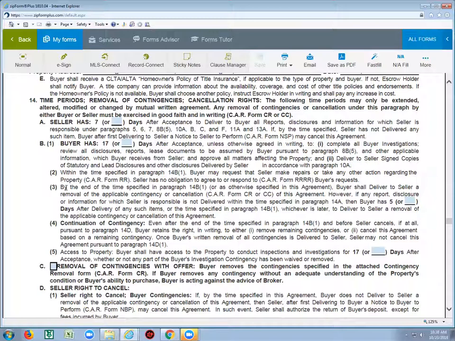Two, within the time specified in paragraph 14b1, buyer may request the seller make repair and take any other action regarding the property. Seller has no obligation to agree or respond to buyer's request. Okay. So that's why I tell you to do the inspection early, so you can make the request for repair to the seller. But if the seller is not responding to your request for repair, what's that telling you?